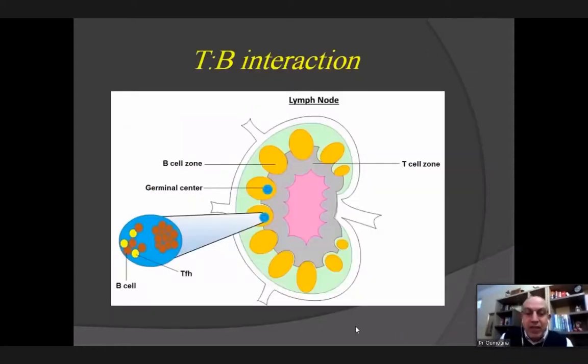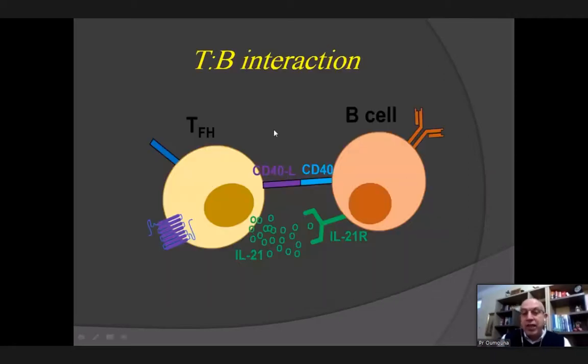Here we have these T follicular cells that will help B cells do the class switching. We find them in the cortical part where the B cells reside, and B cells always communicate with T follicular cells through the CD40 ligand receptor. Without this communication, the B cell cannot switch. It will continue to produce IgM. But with this communication, it will switch to an IgG-producing cell, IgA-producing cell, or IgE-producing cell.